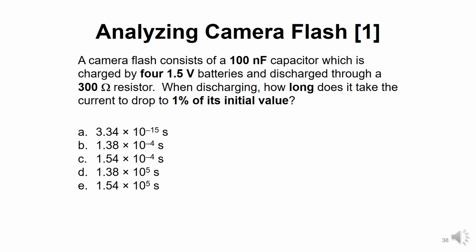And here's an example using a camera flash. So we are given a camera flash that consists of a capacitor of capacitance 100 nanofarad. So that's 100 times 10 to the negative 9. Okay, let's write this down.